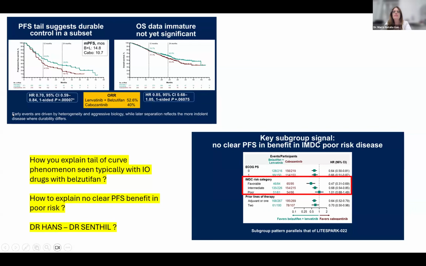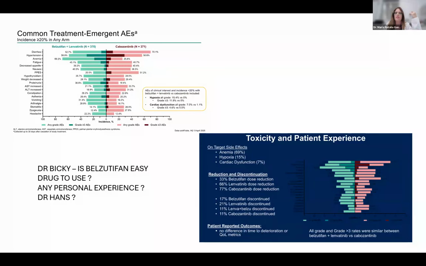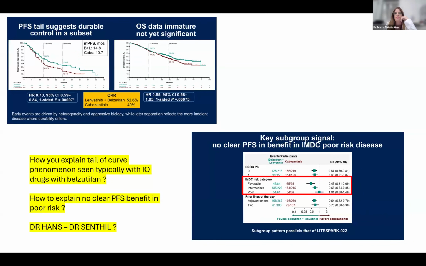I think the poor risk disease is biologically aggressive and often less dependent on VEGF or HIF. These tumors may have higher proliferative signaling, more genomic instability, and alternative escape pathways. So HIF inhibition alone, even combined with blockade of VEGF, may not overcome that aggressive biology. Also, these poor risk patients often progress early, which explains the early PFS separation. We see this pattern across multiple renal cell carcinoma trials, and intensification tends to benefit intermediate risk patients more than poor risk. Does consistency make the signal more credible rather than random, no?